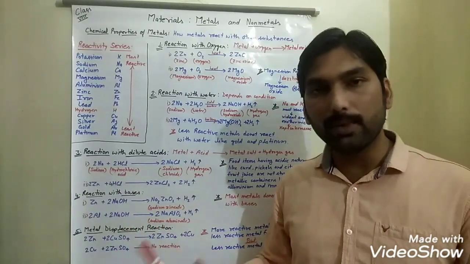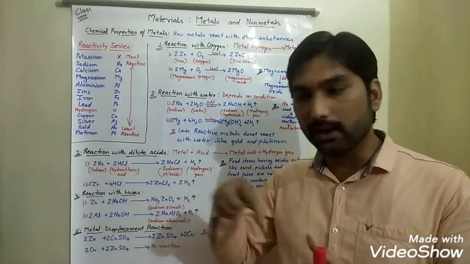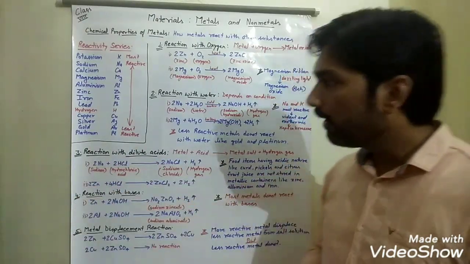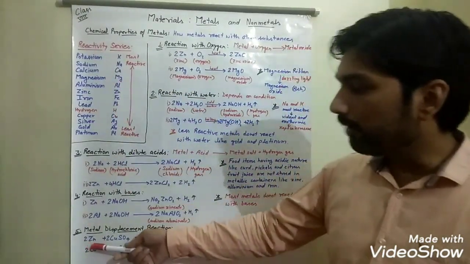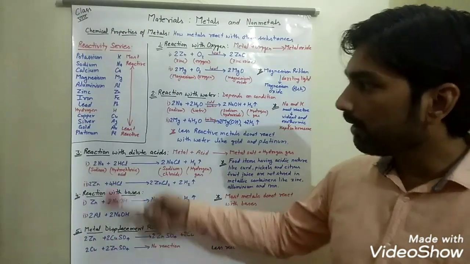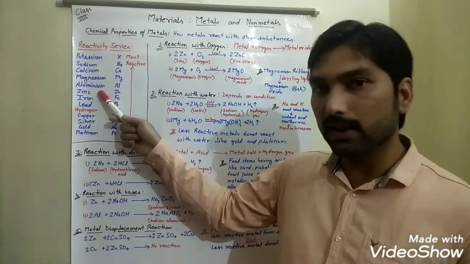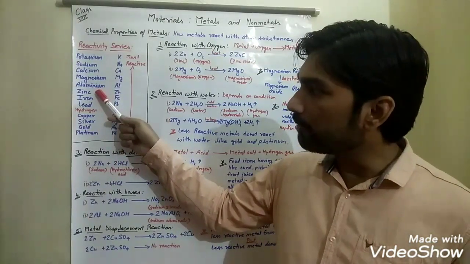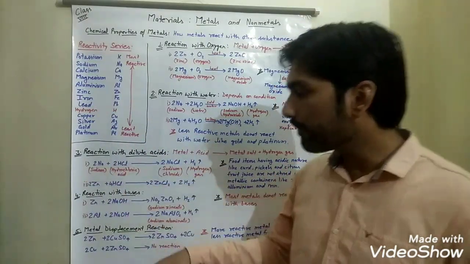Finally, one more reaction is there, known as the metal displacement reaction. Displacement means to release something from one place so that it moves out from there. You can see here the reactivity series, with the example of zinc and copper sulfate. You are observing that copper is downside and zinc is upside. It means zinc is more reactive than copper, because copper is placed downside.